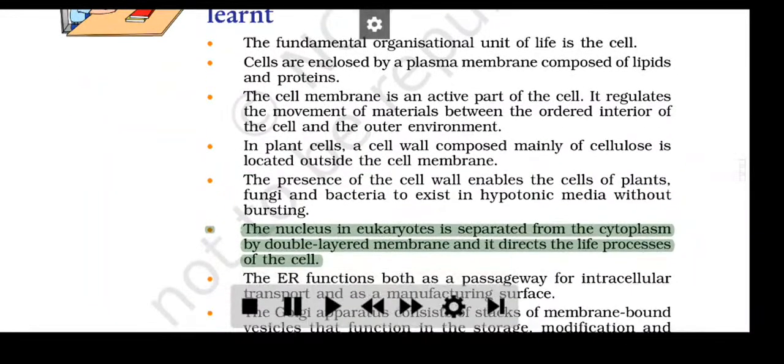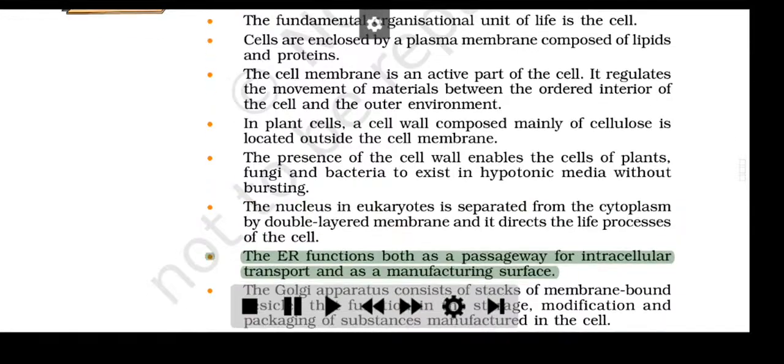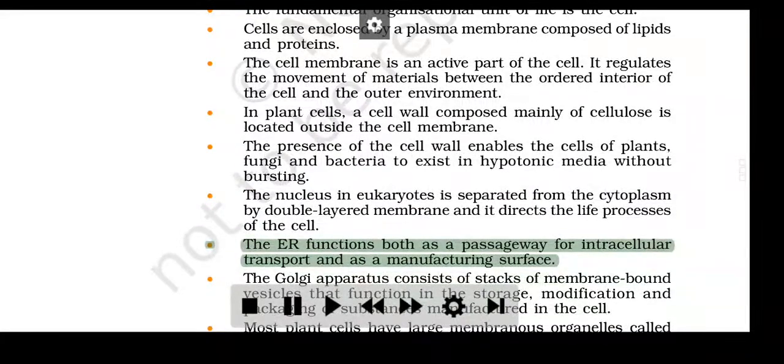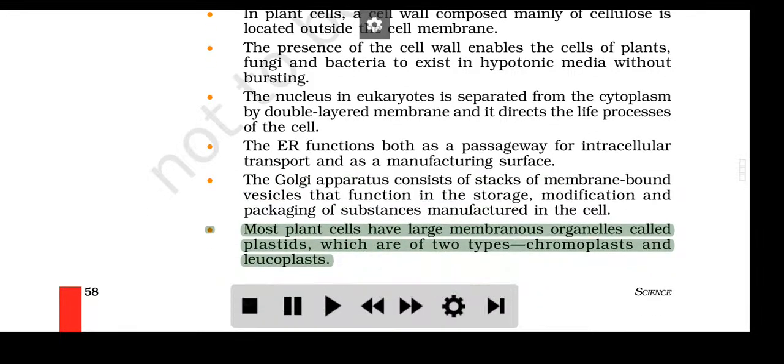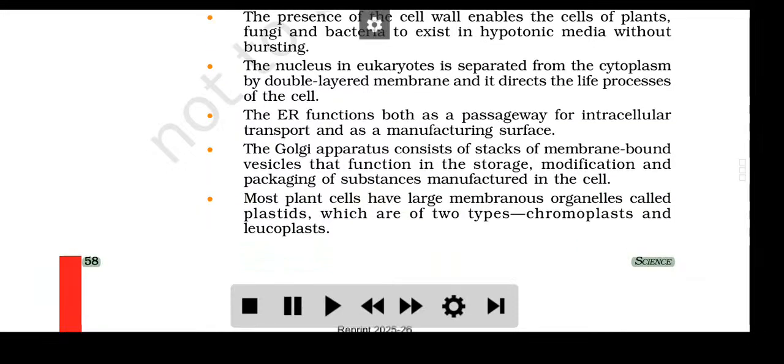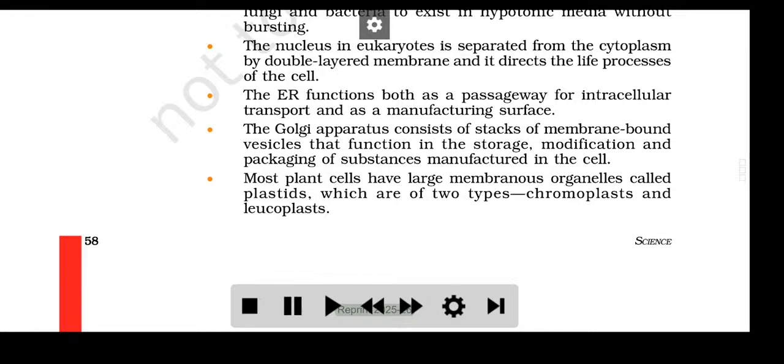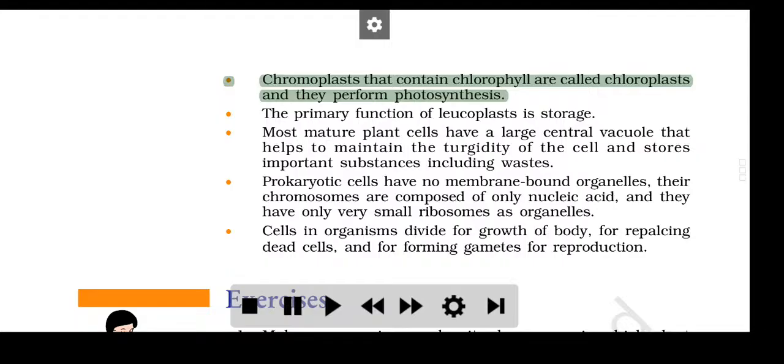The nucleus in eukaryotes is separated from the cytoplasm by a double-layered membrane, and it directs the life processes of the cell. The ER functions both as a passageway for intracellular transport and as a manufacturing surface. The Golgi apparatus consists of stacks of membrane-bound vesicles that function in the storage, modification and packaging of substances manufactured in the cell. Most plant cells have large membranous organelles called plastids, which are of 2 types, chromoplasts and leucoplasts. Chromoplasts that contain chlorophyll are called chloroplasts, and they perform photosynthesis. The primary function of leucoplasts is storage.